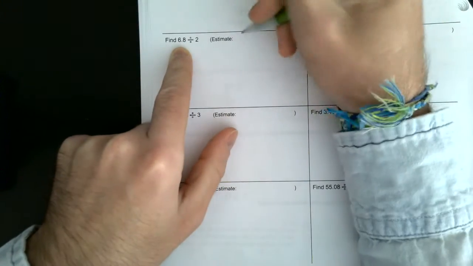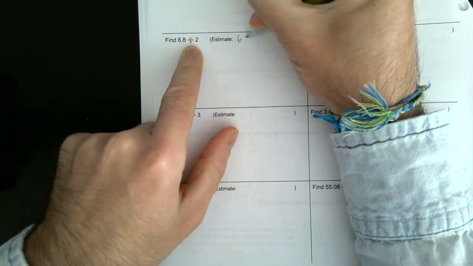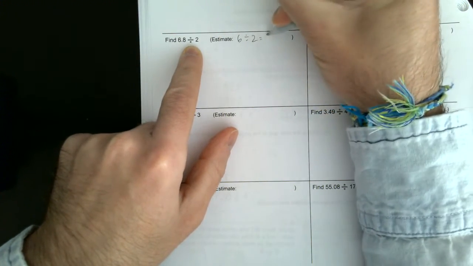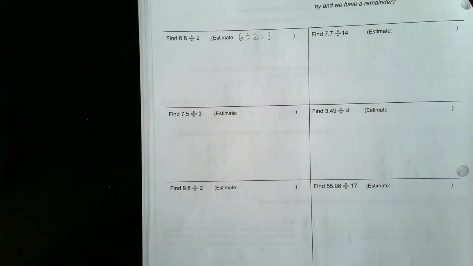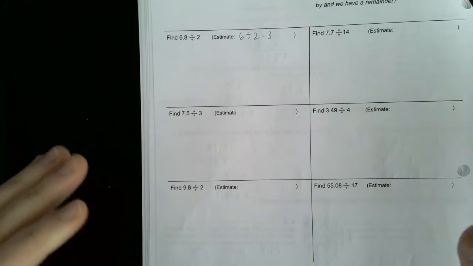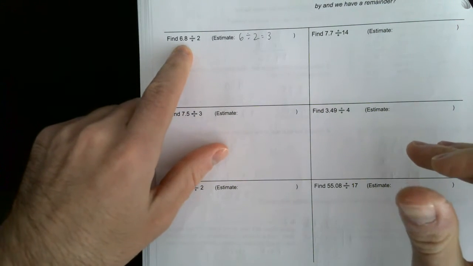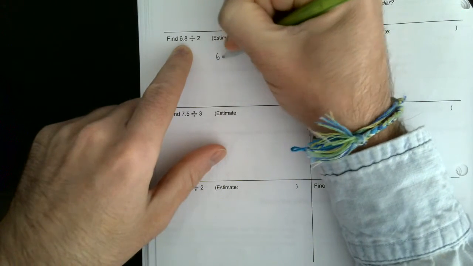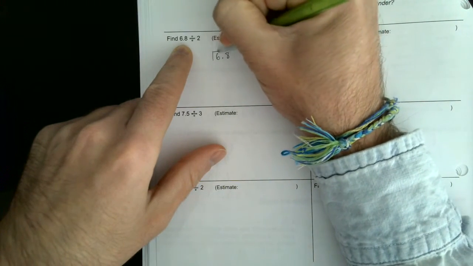Well, 6 8/10 is close to 6. Divided by 2, 6 divided by 2 is 3. So I'm thinking the answer is going to be a little bit more than 3, but it's going to be around 3. The first number I'm going to put in the dividend then, 6 8/10. I'm going to divide by 2.